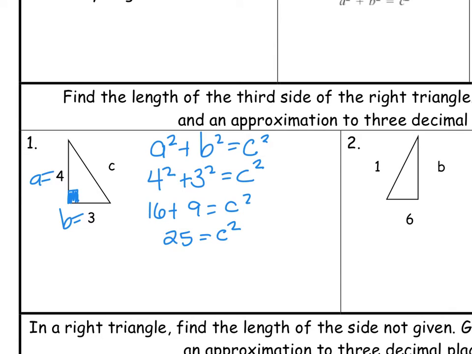The last step of every Pythagorean theorem problem is to square root both sides of your equation. If I take the square root of 25, that's 5, and the square root of c squared, a square root cancels a squaring, is c. So the length of the hypotenuse is 5. And anytime you're missing the hypotenuse, you just square the legs, add them, and then take the square root.